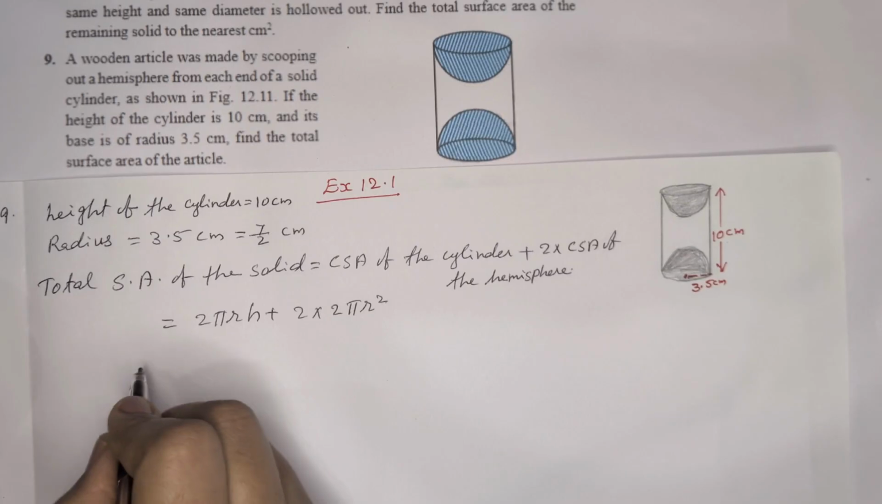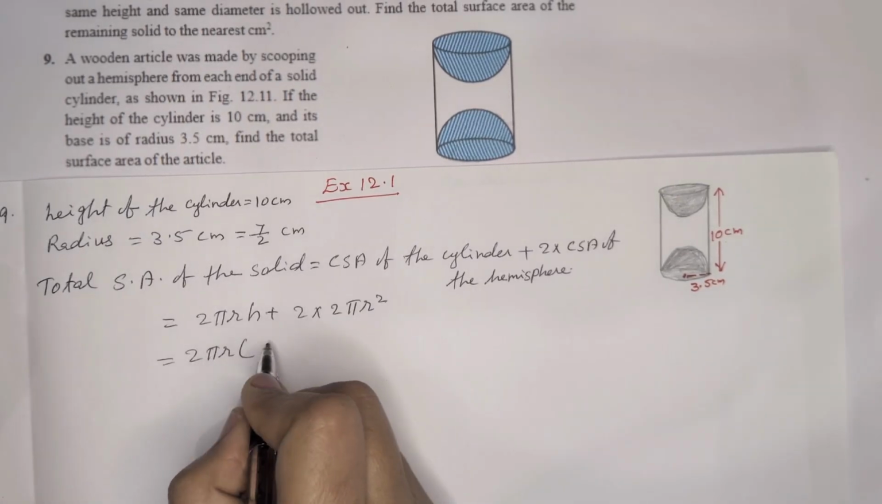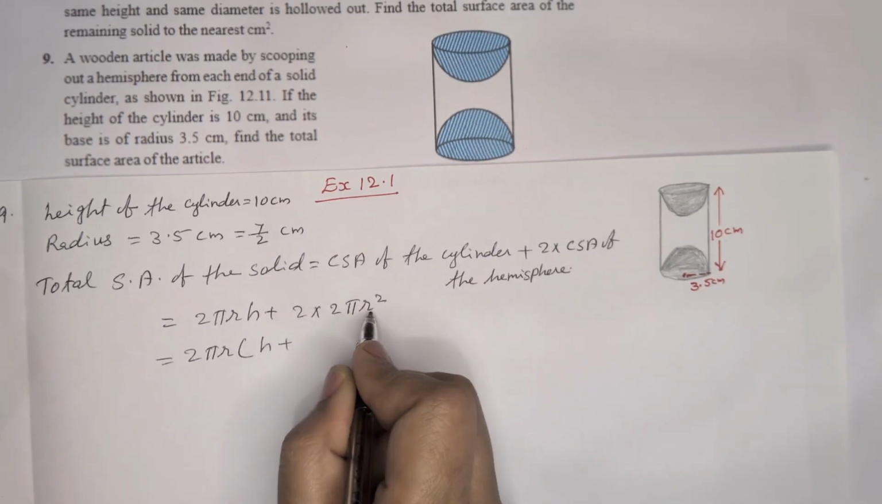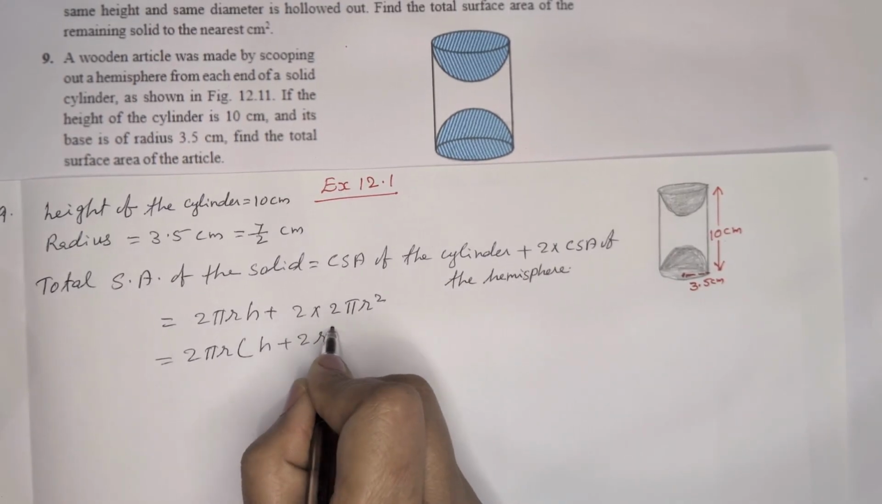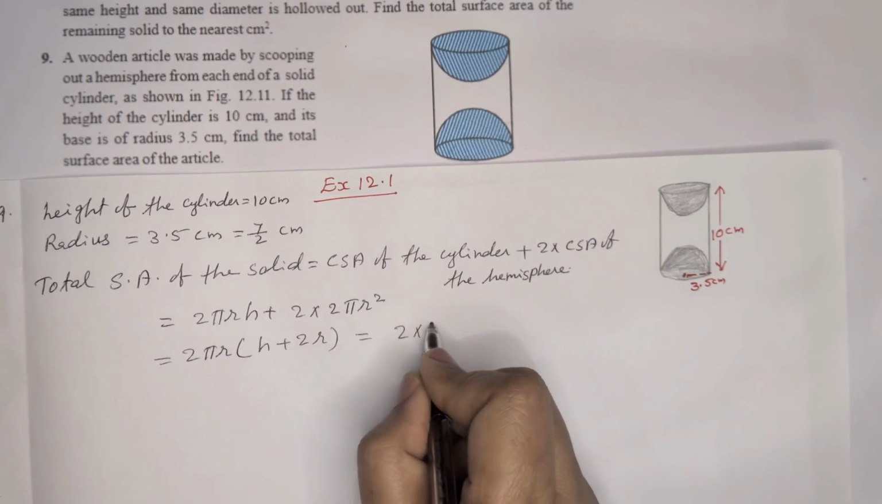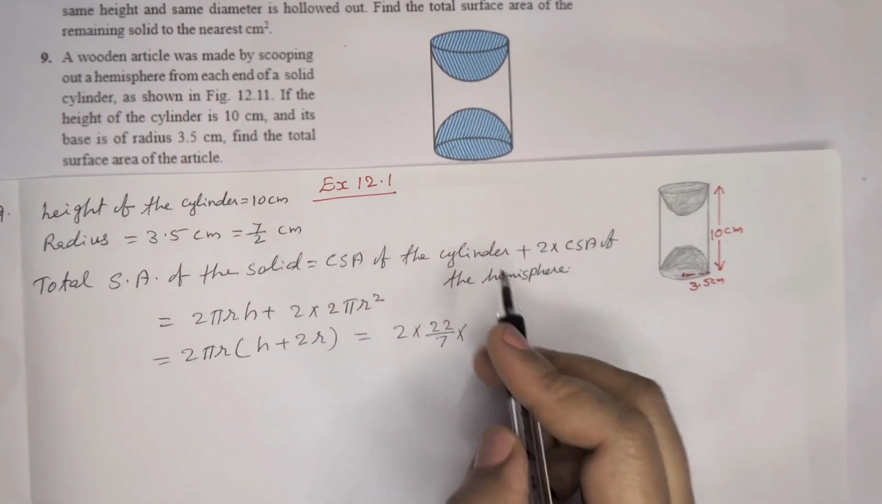So we can take 2 pi r as common. From here h plus 2r, when we are taking 2 and 1 r, 2r, which is equal to, so put the values, 2 into 22 by 7 into radius 7 by 2.